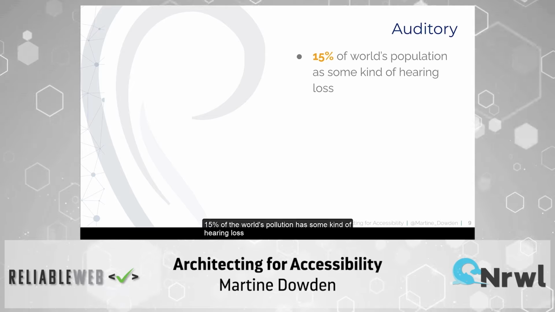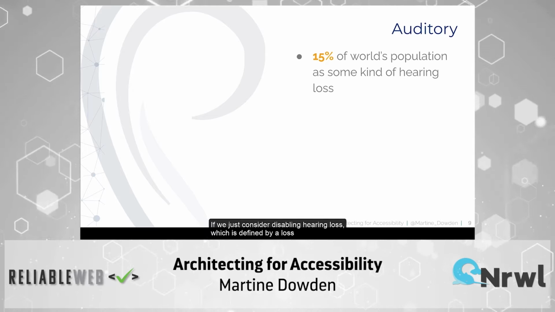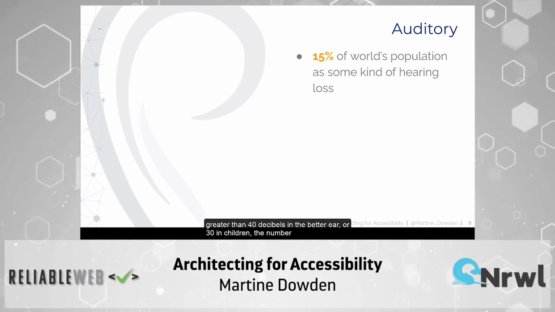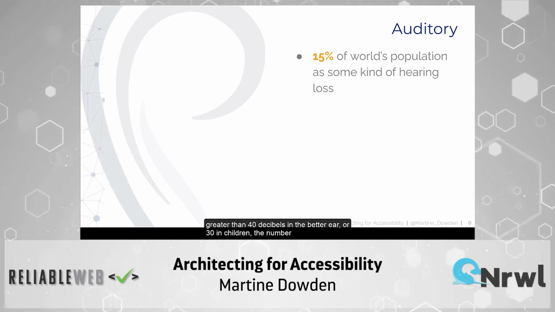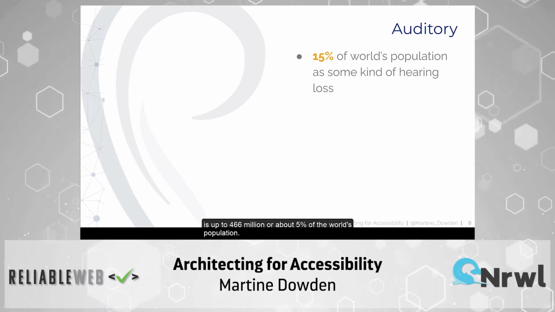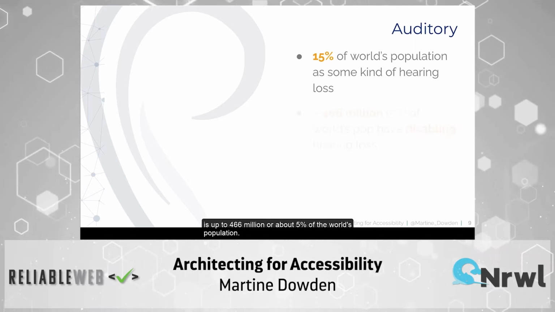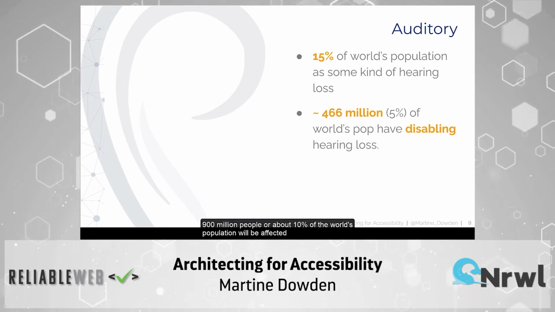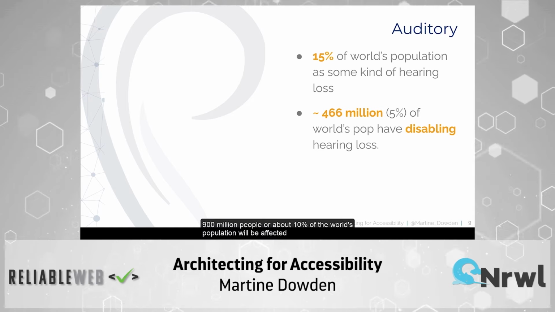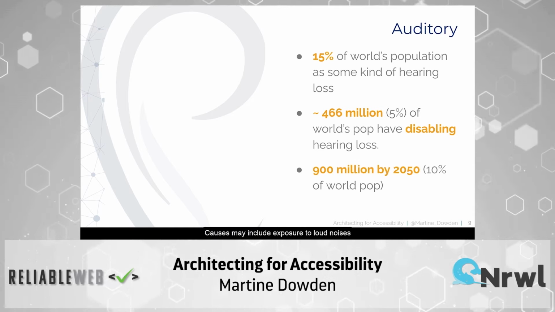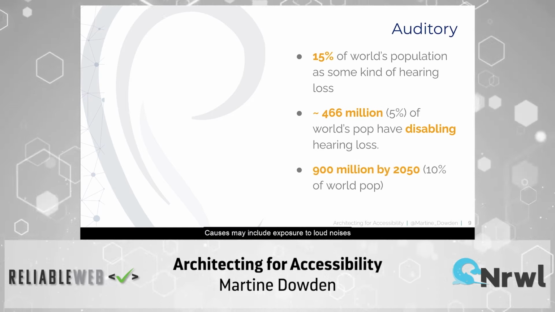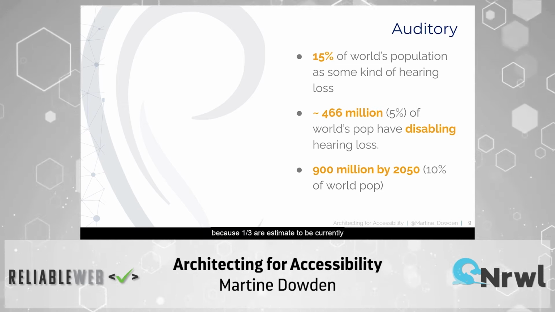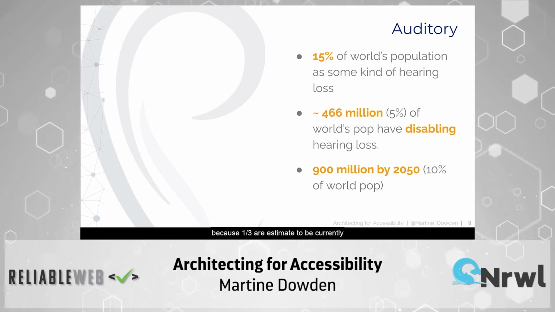15% of the world's population has some kind of hearing loss. If we just consider disabling hearing loss, which is defined by a loss of greater than 40 decibels in the better ear or 30 in children, the number is up to 466 million, or about 5% of the world's population. By 2050, it's estimated that 900 million people, or about 10% of the world's population, will be affected. Causes may include exposure to loud noises, genetics, injury, age, and illness. Worth noting are users over the age of 65 because 1/3 are estimated to be currently affected.